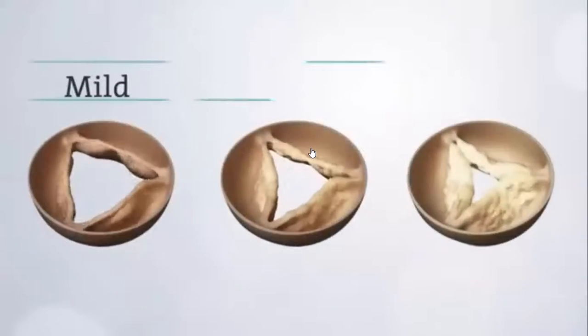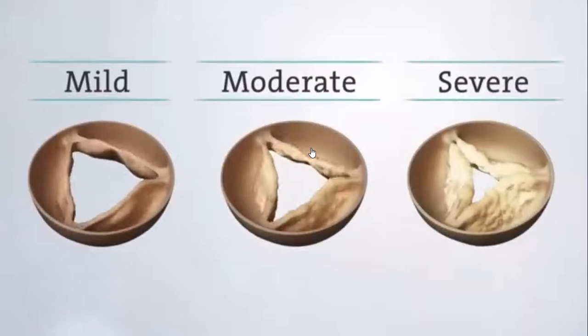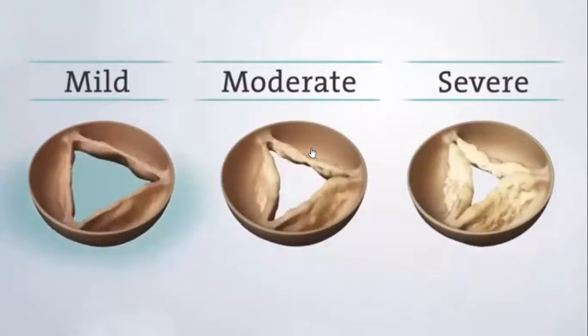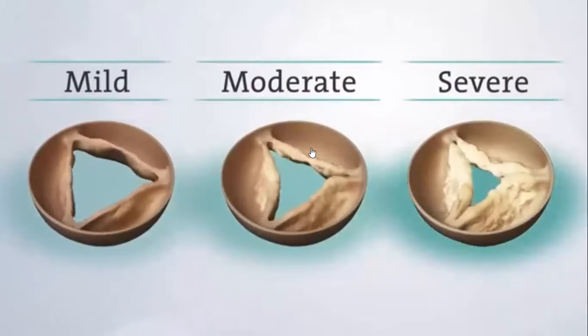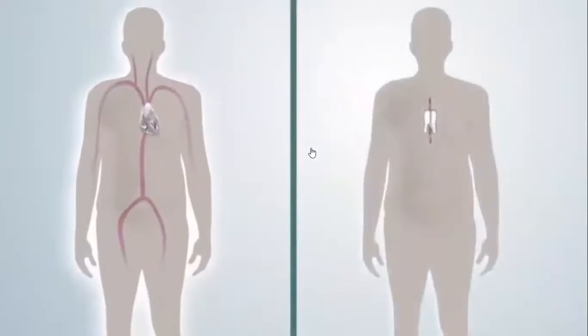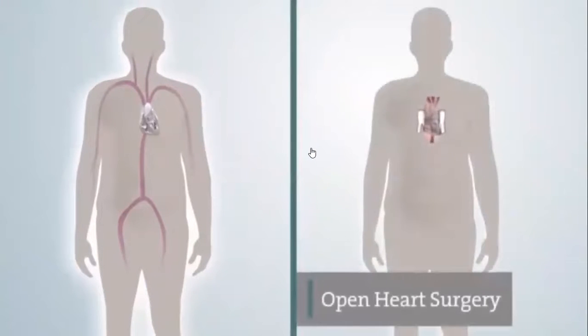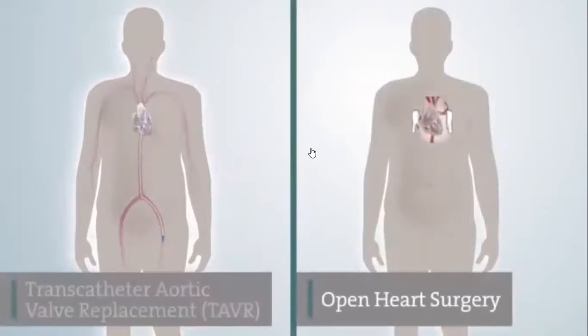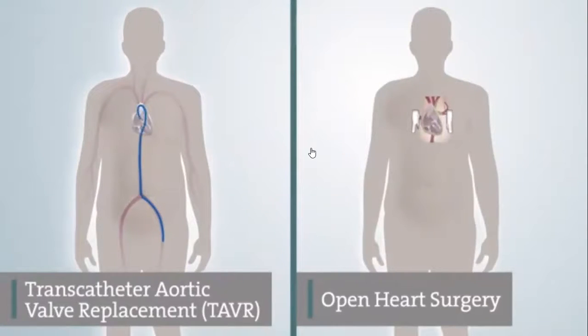Aortic stenosis is a progressive disease, which means it gets worse over time. It's typically measured as mild, moderate, or severe. The only effective treatment for severe aortic stenosis is to have your aortic valve replaced. Today, there are two options for replacement: open heart surgery or less invasive transcatheter aortic valve replacement, also known as TAVR.